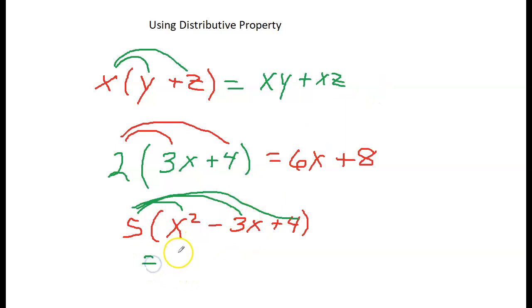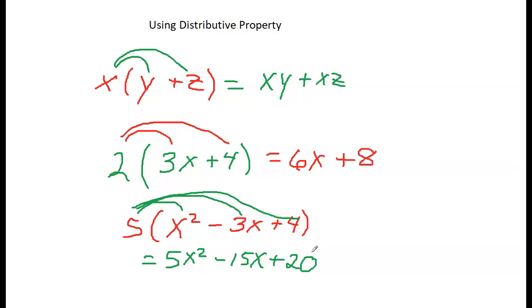Okay, so 5 times x squared is 5x squared. 5 times negative 3x is minus 15x. And then 5 times 4 is plus 20. And there you have it.